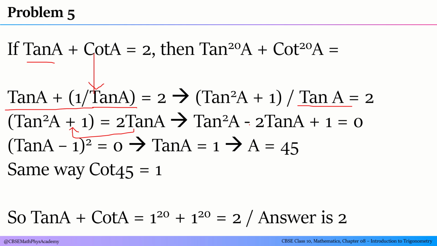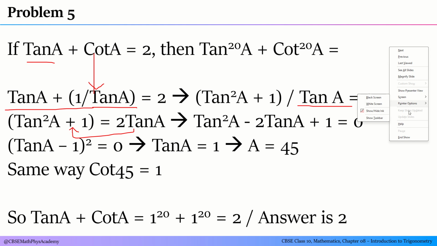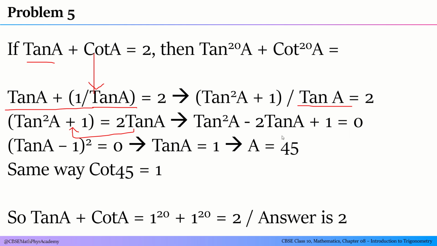This is nothing but the form of a minus b whole square. So tan square a minus 2 tan a plus 1 is equal to 0 becomes tan a minus 1 the whole square. Tan a minus 1 the whole square is equal to 0. Taking the square root on both sides, it becomes tan a minus 1 is equal to 0. Taking 1 to the other side, tan a is equal to 1.